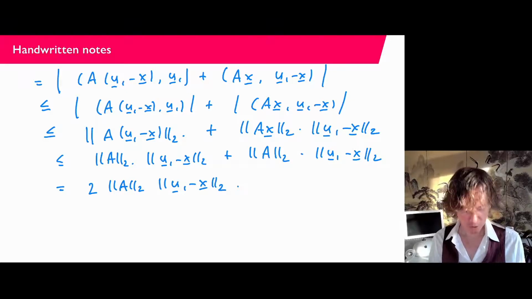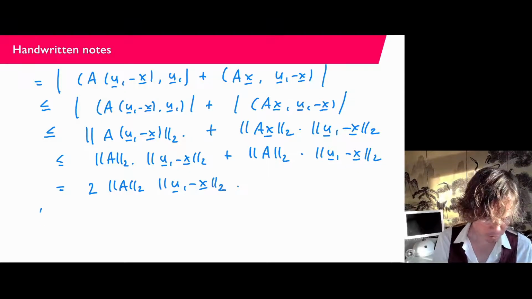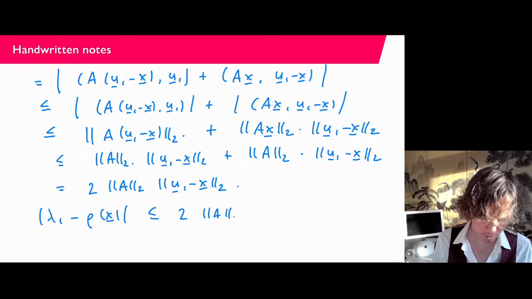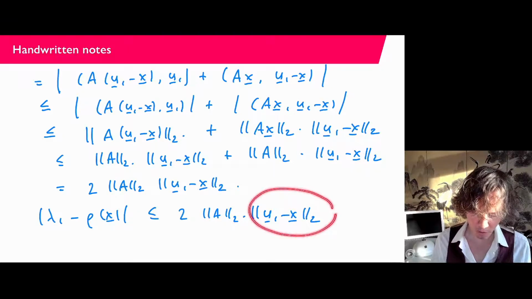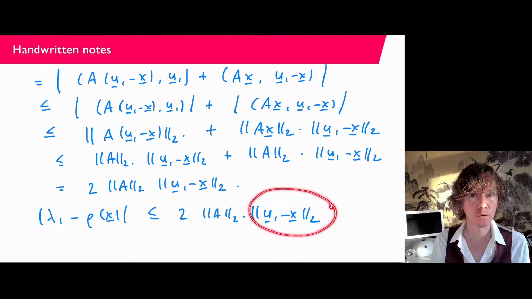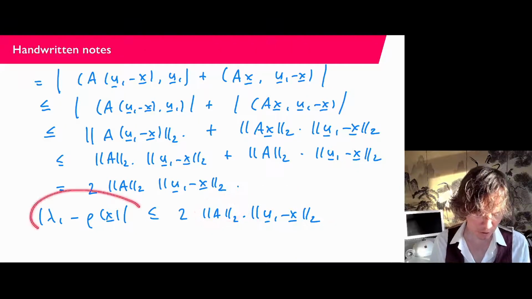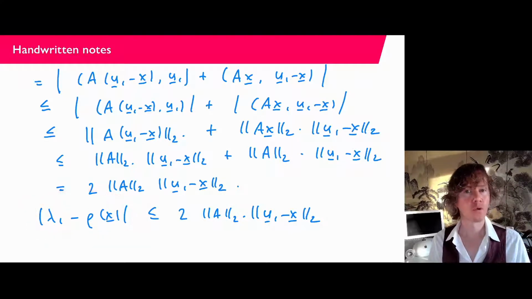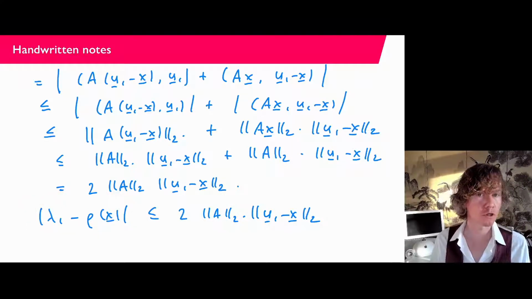So what we started with is the difference between lambda 1 and rho of x. We have found that it's less or equal to 2 times the norm of A times the norm of u1 minus x. So it tells us that if x is a very good approximation of the eigenvector u1, then this is small, and then there is the norm of A in between, but then this should also be small. So then the Rayleigh quotient is also a good approximation of the eigenvalue.